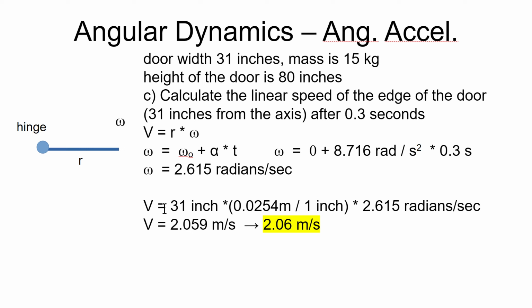Now we can calculate the speed of the edge of the door. R is here, converted to meters, and we have our omega number. I came up with 2.06 meters per second. That's how much space will be swept out by this edge of the door in 0.3 seconds, and hopefully that'll be far enough away here that we'll be able to walk through the opening of the door without hitting the door as we continue to walk forward.